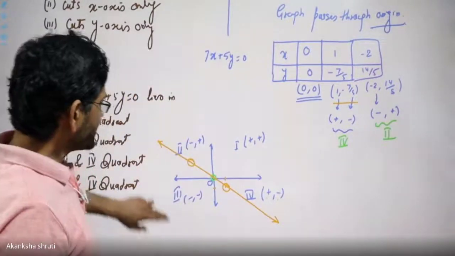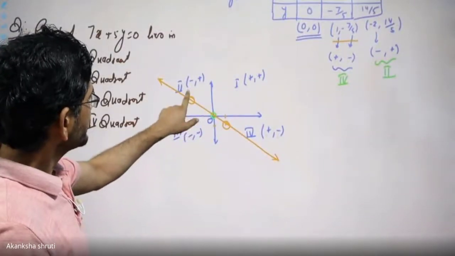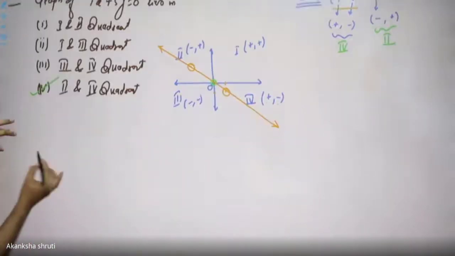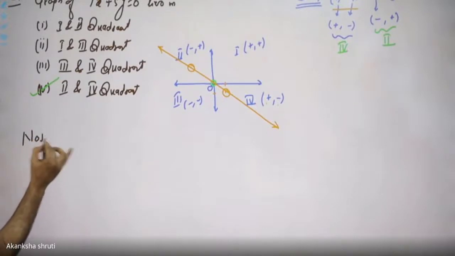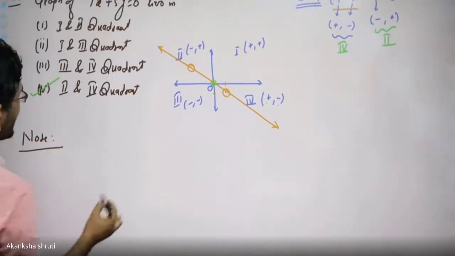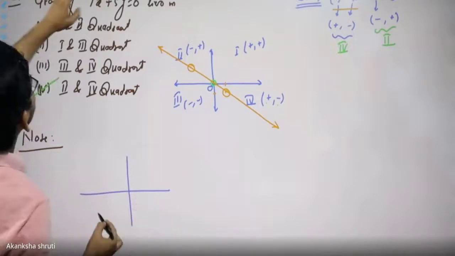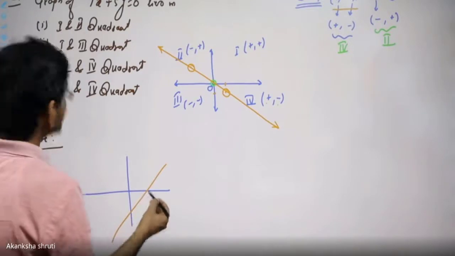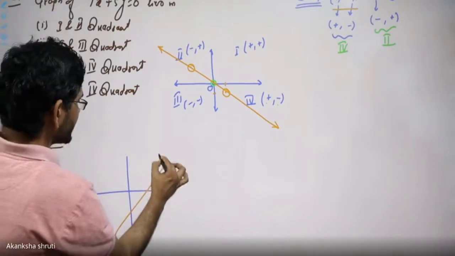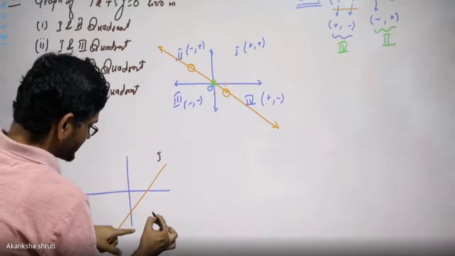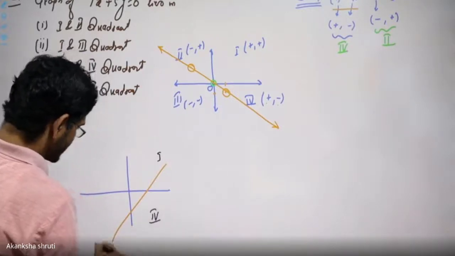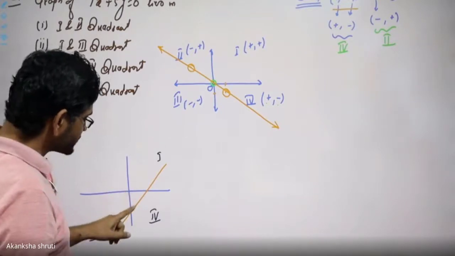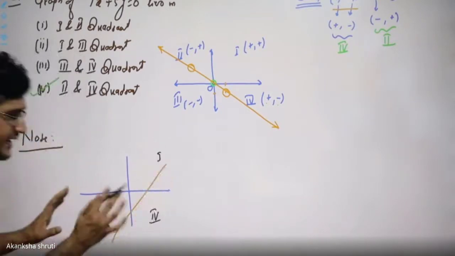So when the graph is passing through the origin, surely it will lie in only two quadrants. But students, note that if the graph of any line is like this, then in how many quadrants does it lie? It lies in the first quadrant, then this is our fourth quadrant, and this is our third quadrant. Means if the graph does not pass through the origin, then it will lie in three quadrants.